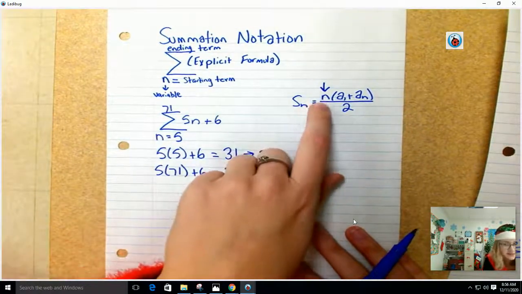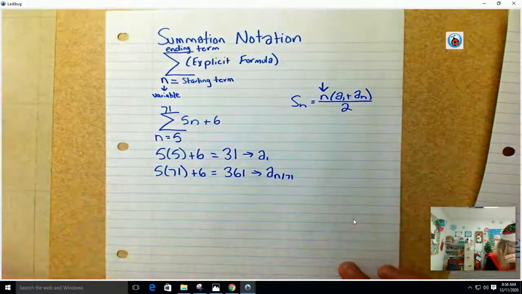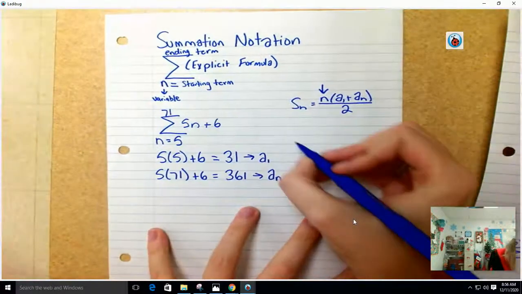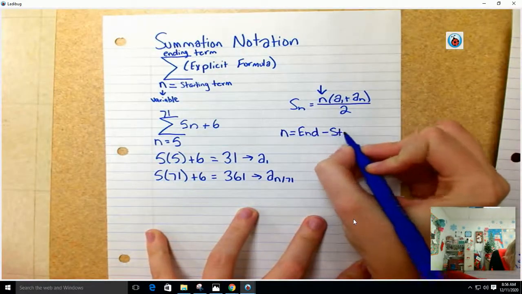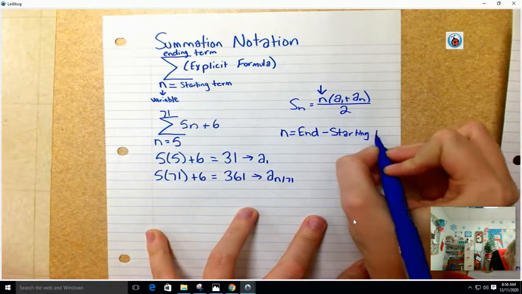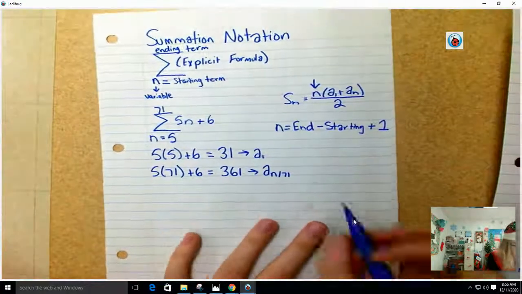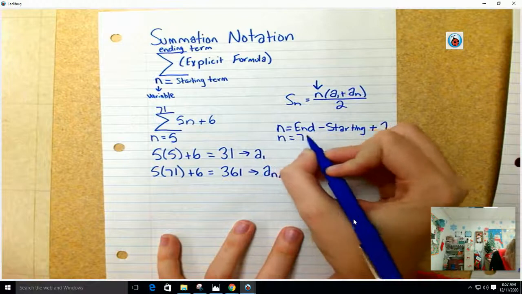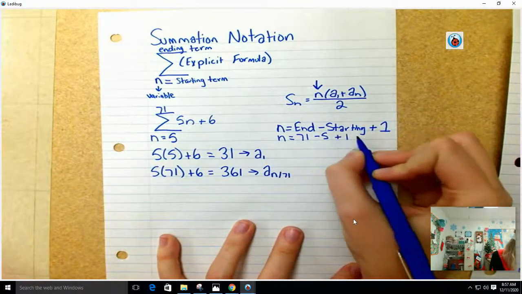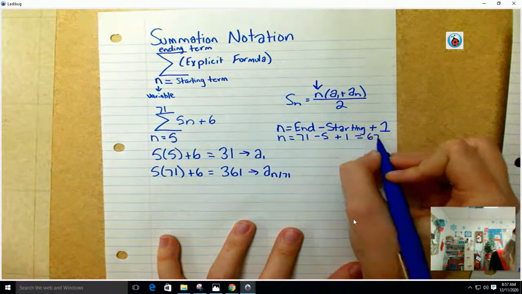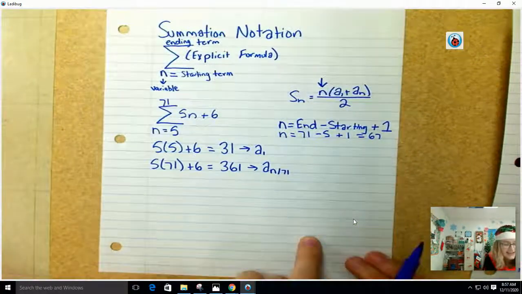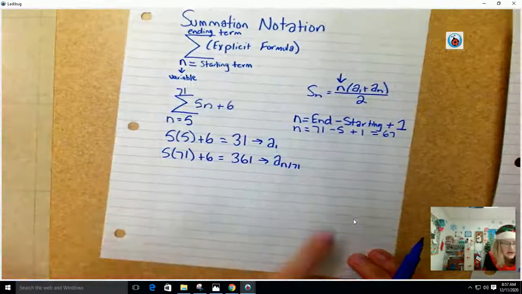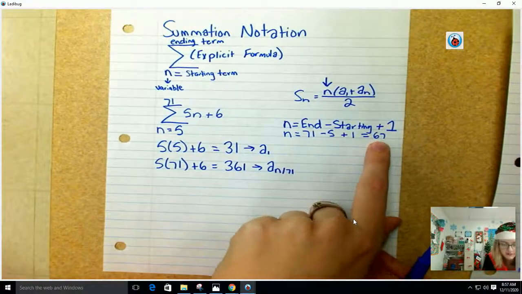There is a formula to find your n when you're dealing with summation notation. To find your n, it's your ending value minus your starting value, plus 1. So I'm going to do 71 minus 5 plus 1, which is going to equal 67. A way to think about that is if I listed out 5, 6, 7, 8, 9, 10, 11, 12, 13, 14, all the way up to 71, and I counted how many numbers I had written out, I would have only written out 67 numbers.